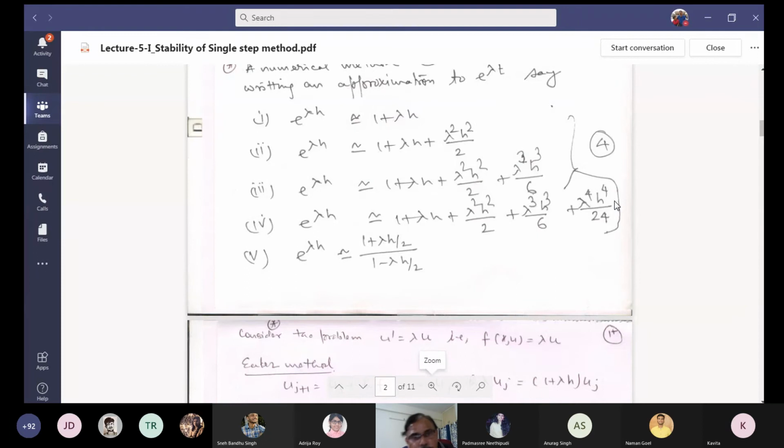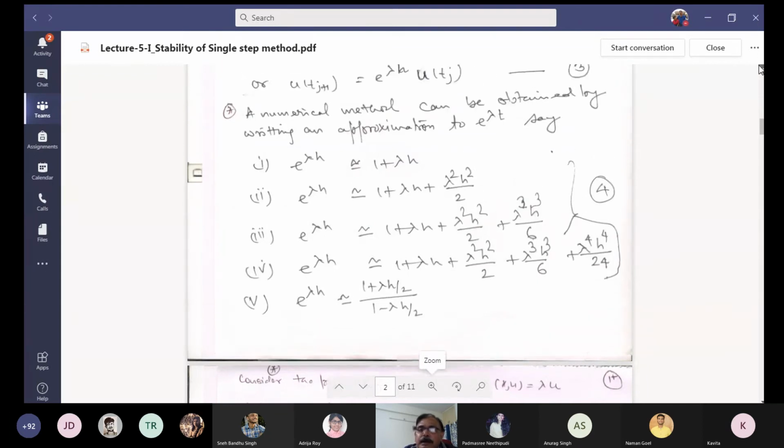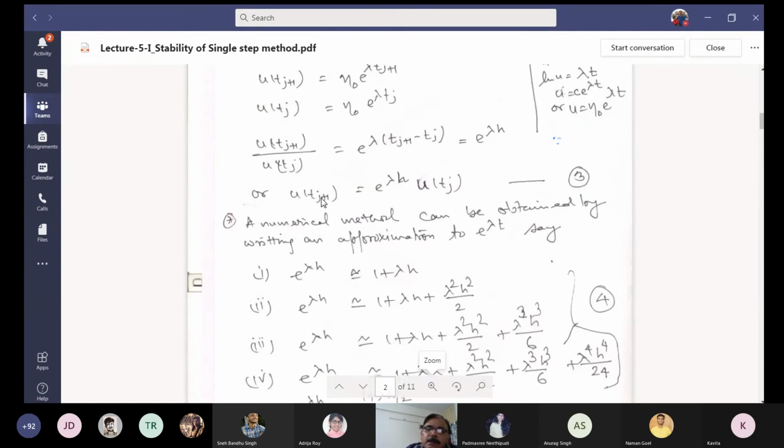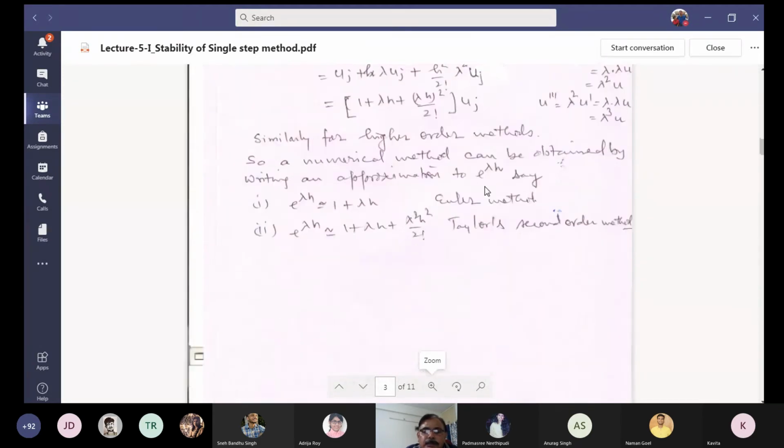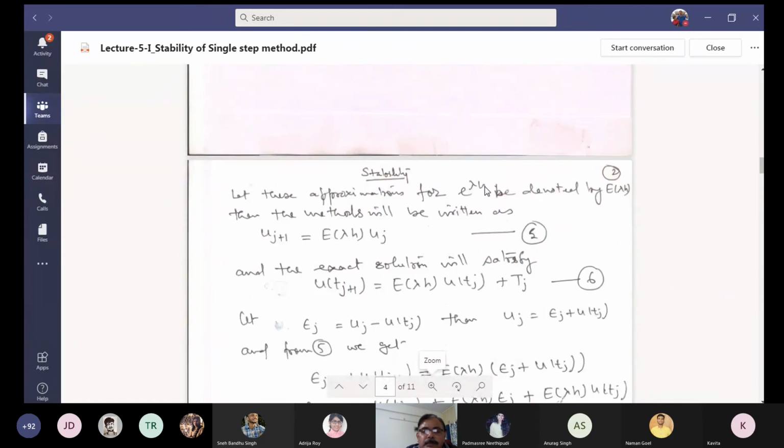So any numerical method we can write the way we have got this for the exact analytical solution, that u(tj+1) equal to e to power lambda h u(tj). We can write the numerical method as uj plus 1 equal to e lambda h, I am writing here the notation, into uj, where e lambda h is some kind of approximation to e to power lambda h. Is that part clear?